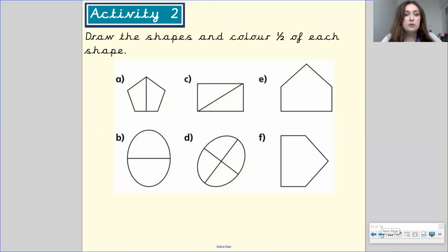Activity number 2, you need to draw the shapes and colour half of each shape. So you've got A, B, C, D, E, and F. A has been cut into half for you, so is B, so has C. Now D has been cut into 4 parts, but remember you're colouring in a half. So think about what you might need to do for this question here. And then E and F have not been split, so you need to make sure that you split it in half equally.